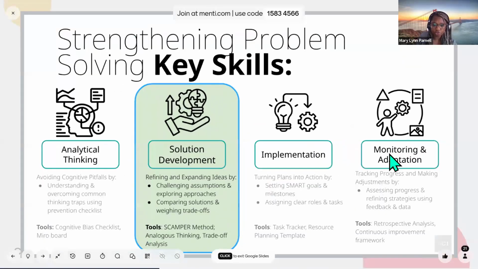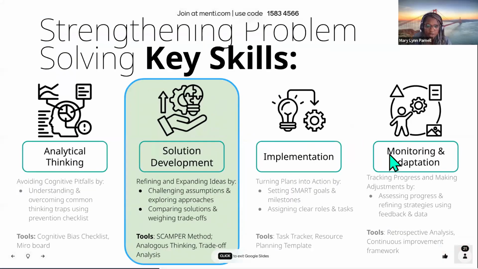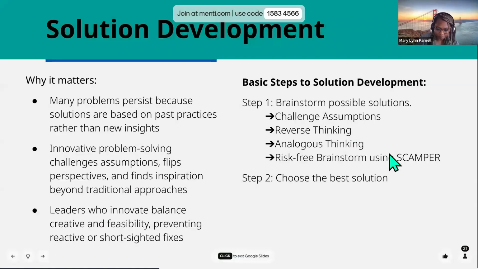Okay. So now we're going to get to the second key skill. How are we going to strengthen the key skills of solution development? Here the tools we're going to talk about are the SCAMPER method, analogous thinking, and trade-off analysis. What we're going to do in our time under solution development is really refine and expand our ideas by challenging assumptions, exploring approaches, and comparing solutions and weighing trade-offs. And then you'll know what these tools are as we go along.